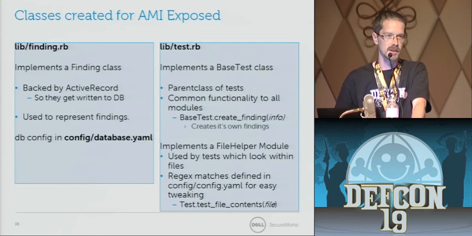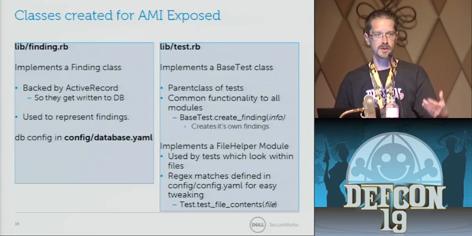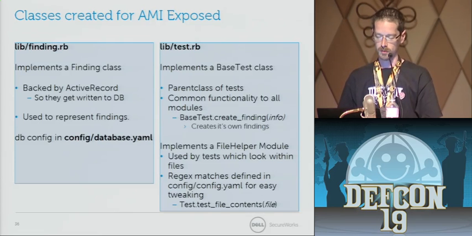It's a really simple class. It's just backed by Active Record. So when you instantiate a finding object, it just logs it in the database. And then there's a test.rb, our base test class. So this is the parent class of all the test modules. It has some common functionality that's used across test modules, so you don't have to rewrite it on each one.